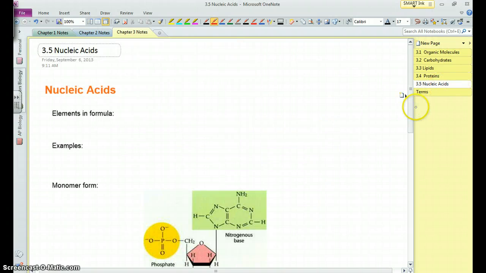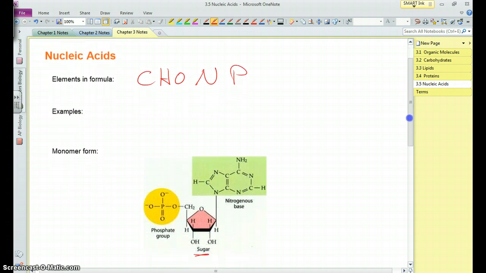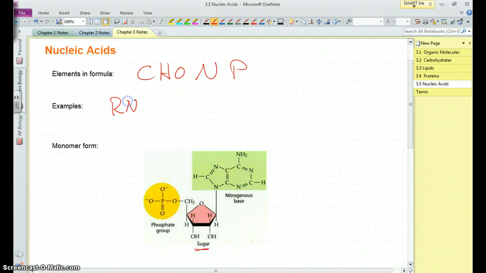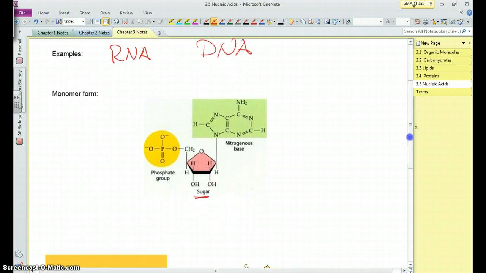Okay, now nucleic acids. So carbon, hydrogen, oxygen, also a lot of nitrogen and a fair amount of phosphorus, but no sulfur. Our examples: RNA or ribonucleic acid, DNA or deoxyribonucleic acid. The monomers of nucleic acids, they're known as the nucleotides. And here's your basic nucleotide. You have what's called the nitrogen base, you have a sugar, and a phosphate group.